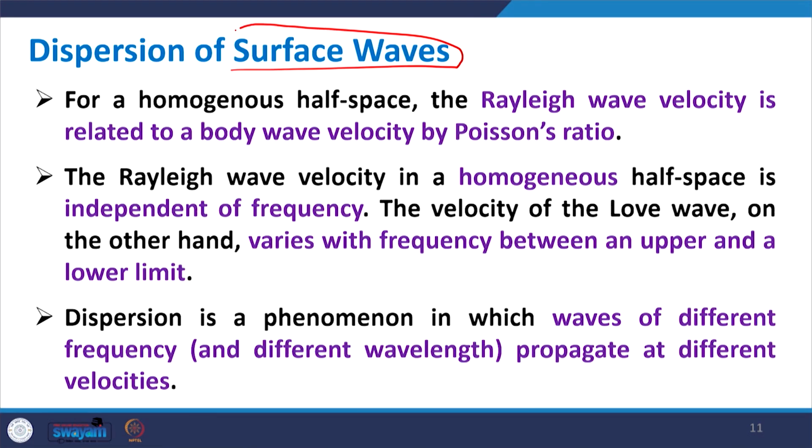Now, one of the topics is what we call dispersion of surface waves, which is very important, and this dispersion is basically applicable for surface waves only. Okay. This dispersion phenomenon is not for body waves. So we need to understand this is for surface waves. Even for surface waves, for a homogeneous half space, the relative wave velocity is related to the body wave velocity, and they are related by Poisson's ratio. So the relative wave velocity is linked with the Poisson's ratio. The relative wave velocity in a homogeneous half space is independent of the frequency.